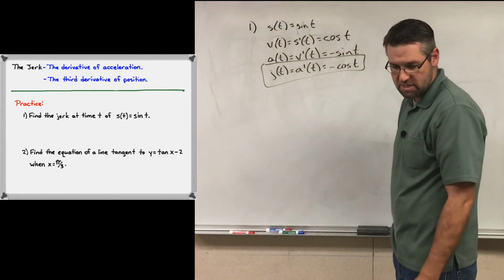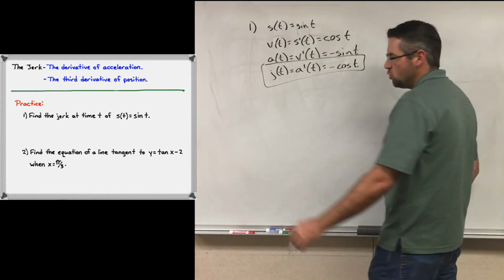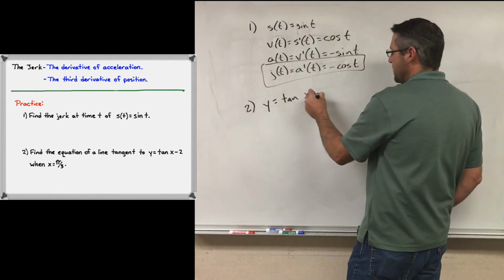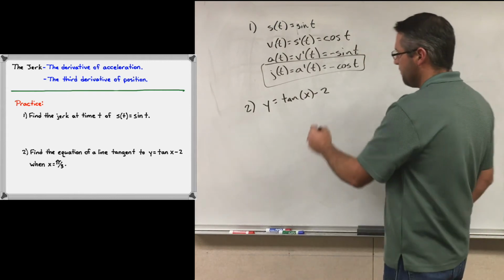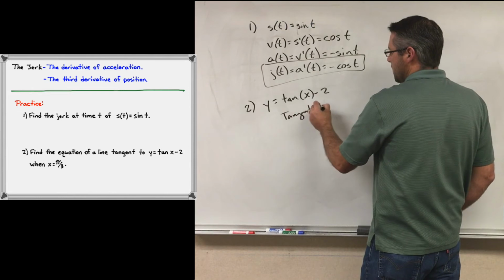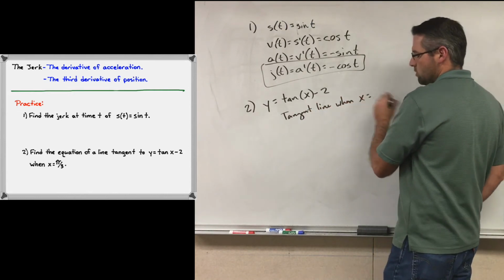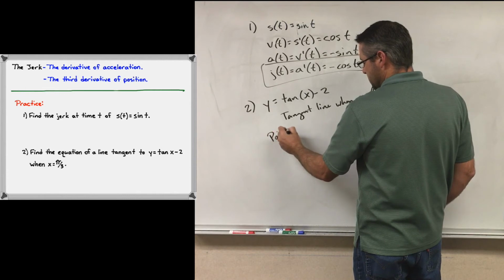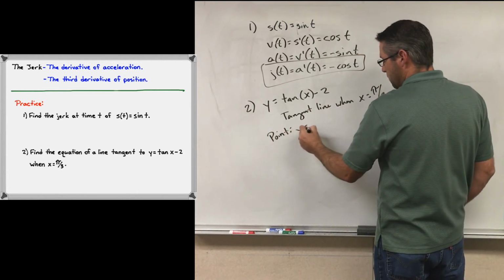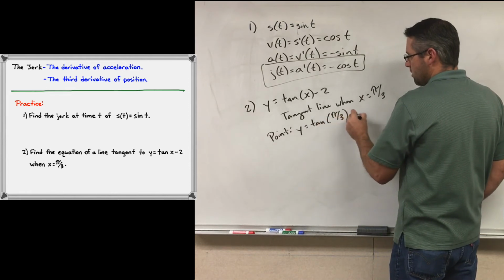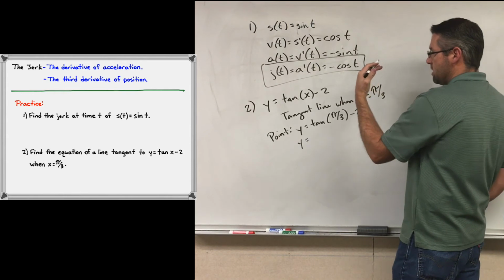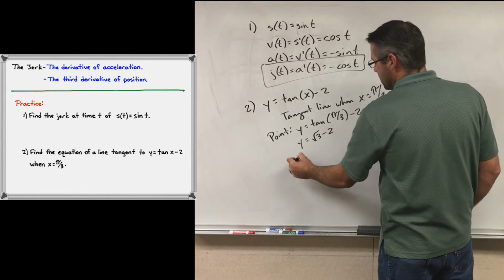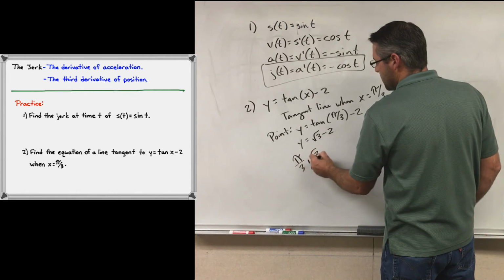Number 2, it says find the equation of the tangent line to y equals tangent of x minus 2 at x equals pi over 3. Now I should put parentheses around that to clarify. All right, so first thing we have to do is find a point. So our point is going to be plugging in pi over 3 to that. So that'd be y equals tangent of pi over 3 minus 2. Well, tangent of pi over 3 is going to be rad 3, I believe, minus 2. So my point is pi over 3, comma, rad 3 minus 2.